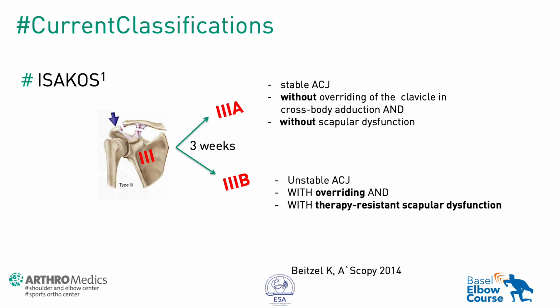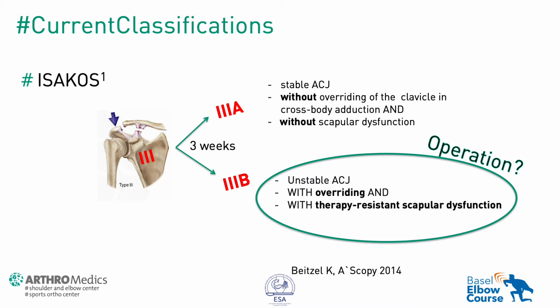Grade 3B, after 3 weeks, shows an unstable AC joint with overriding of the clavicle over the acromion, and we have therapy-resistant scapular dysfunction. So, do those need an operation?